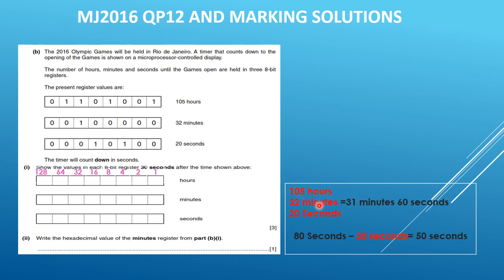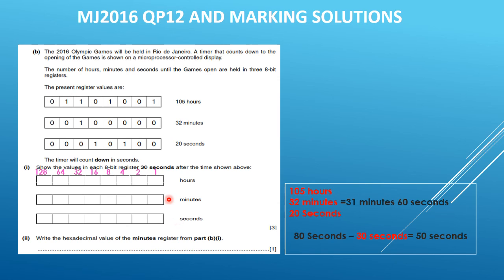So if we write the minutes in this way, 32 minutes is equivalent to 31 minutes 60 seconds. Now if we add this 60 seconds to the 20 seconds, we get 80 seconds. Now we can easily count down 30 seconds from 80. So 80 subtracted by 30 gives 50 seconds. So we got the answer 105 hours, 31 minutes and 50 seconds.